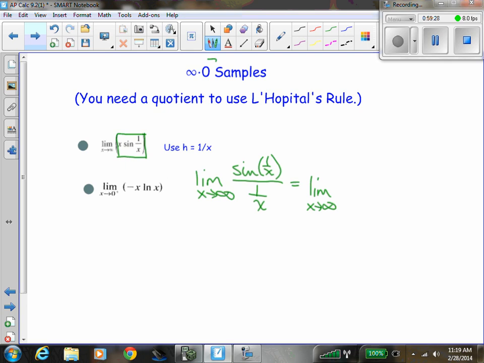All right? Now, I need help on this one. Sydney, do the derivative of sine of 1 over x. It's chain rule.